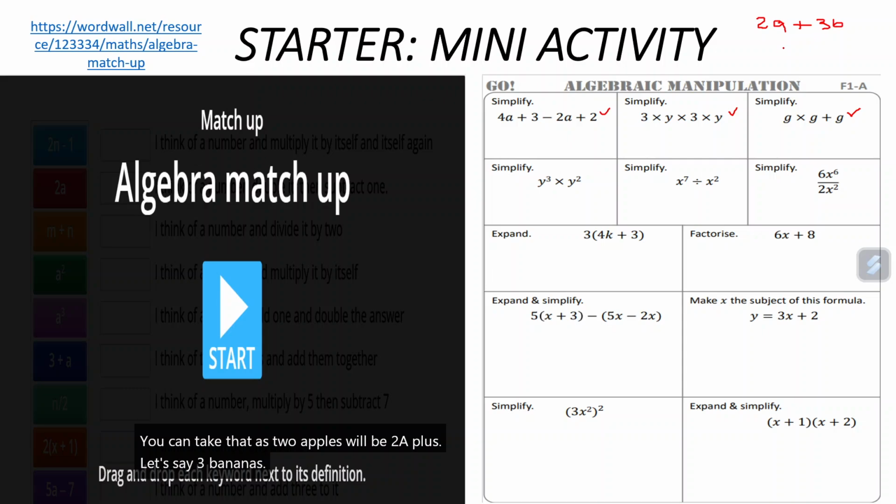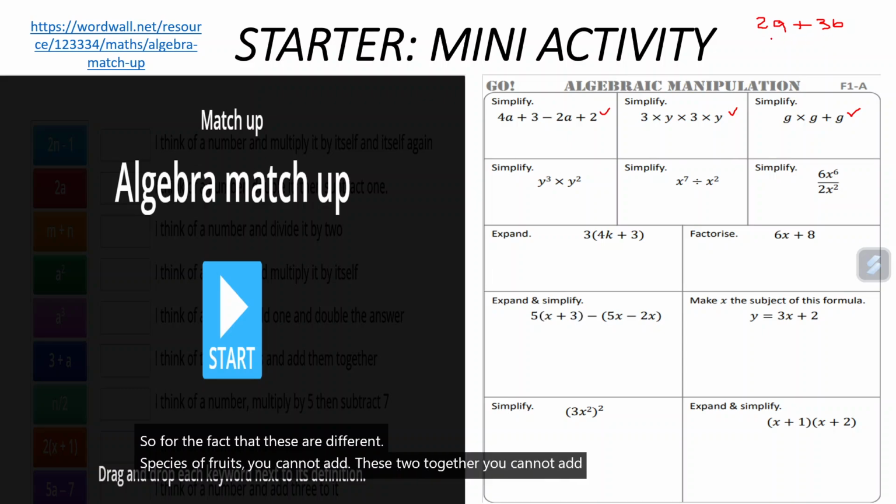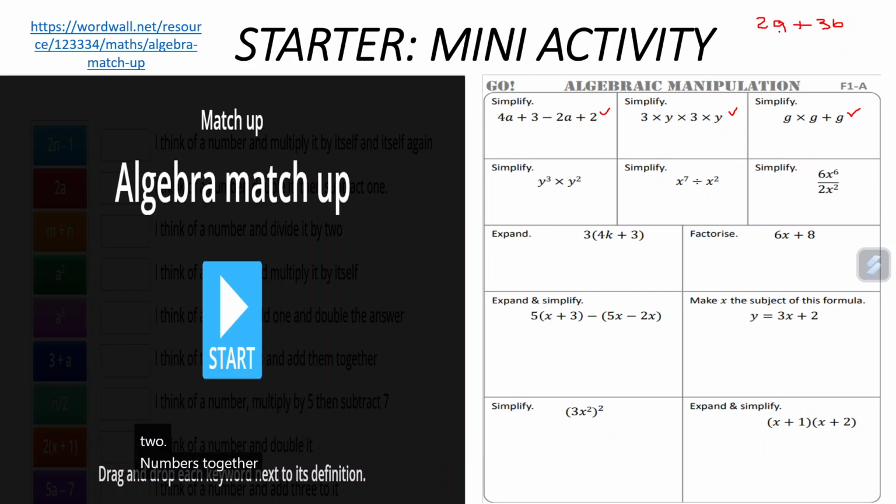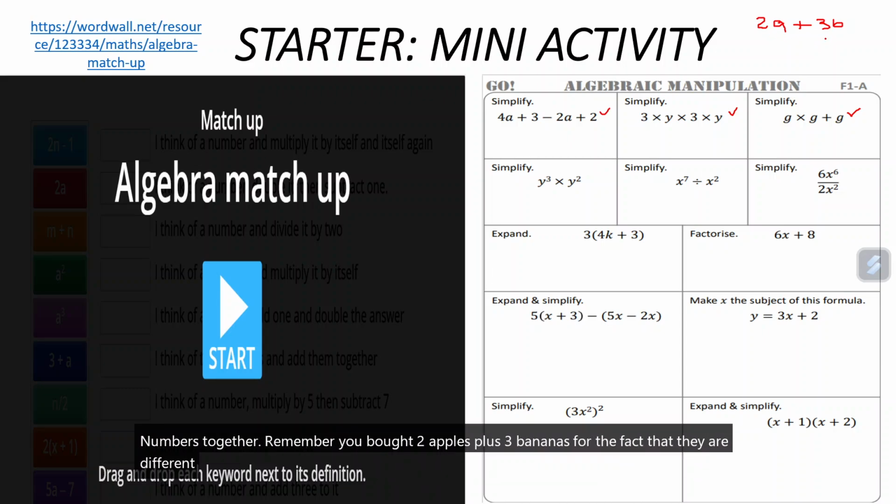For the fact that these are different species of fruits, you cannot add these two numbers together. Remember, you bought two apples plus three bananas. For the fact that they are different fruits, you cannot add them together, but you can always take them home.